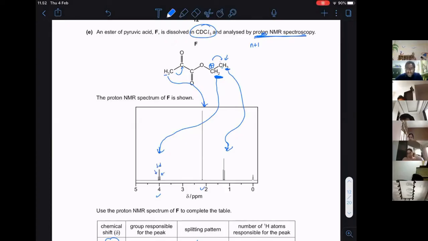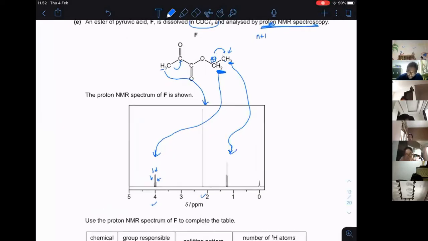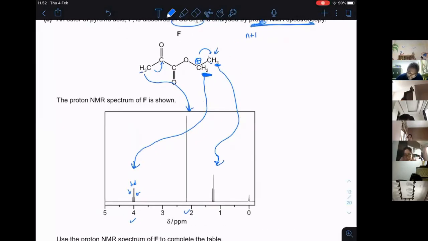Is that clear? For the CH3, only 3. For the CH3, if this is your house, you need to look at the neighbor. The neighbor is going to be the carbon next to it. So this is the neighbor. The neighbor has 2 hydrogen. So if the neighbor has 2 hydrogen, then n plus 1, 2 plus 1 is going to be 3. So that's why for this one, we'll have 3 splitting.